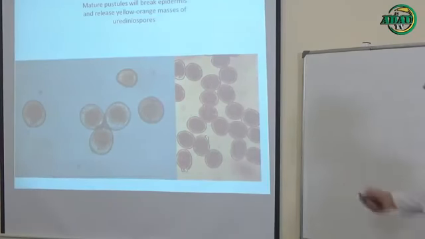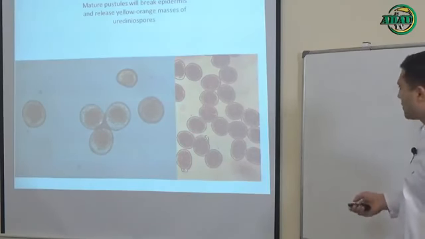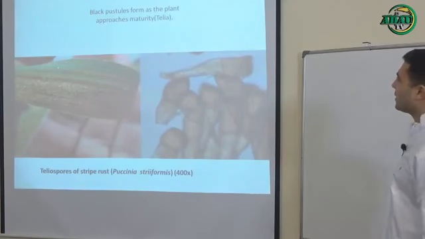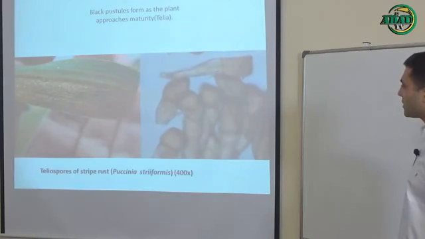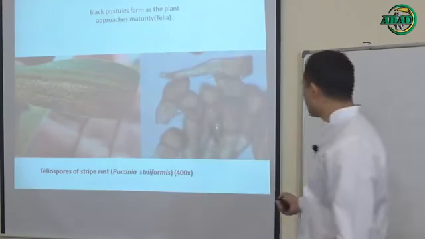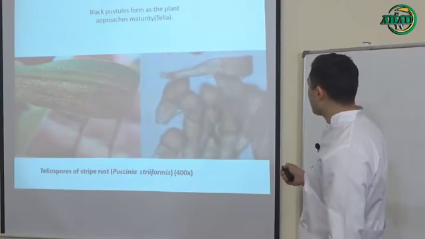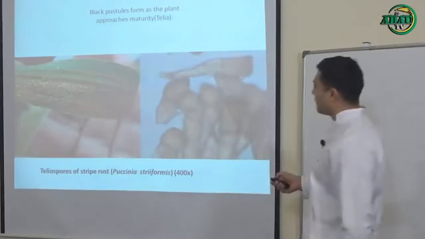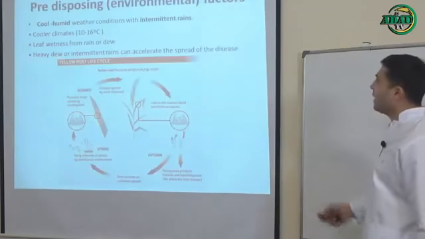Multiple pustules will break the epidermis, releasing a yellow-orange mass of urediniospores. Black pustules form as the plant matures, and you can see here the teliospores of stripe rust. You can already see some spores, and these pictures are from late in the season. You can see the spore colors have changed from yellow to a little bit dark.